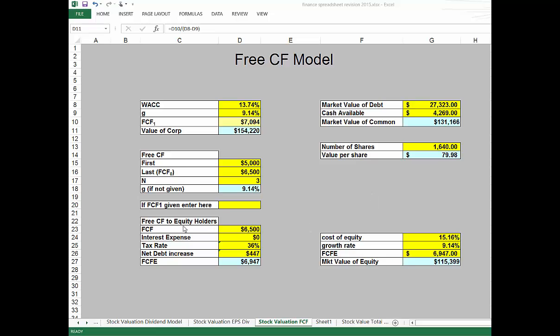Now we might want to know, where does this cash flow go? The free cash flow to equity holders. We start with free cash flow, and you subtract out the interest expense, and you subtract out any changes in debt, because free cash flow is distributed only to two groups. It's money that can be distributed to shareholders, equity holders, or it's money that can be distributed to creditors. So we want to know the change or the net debt increase. In this case, debt went up $447,000.